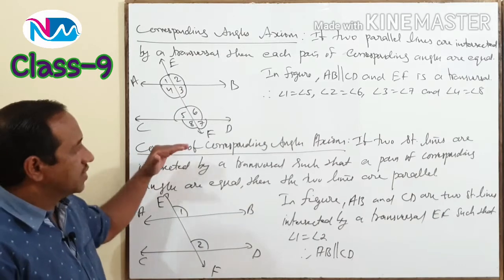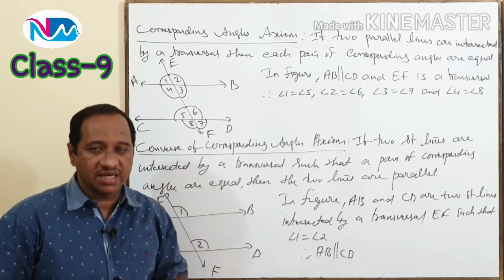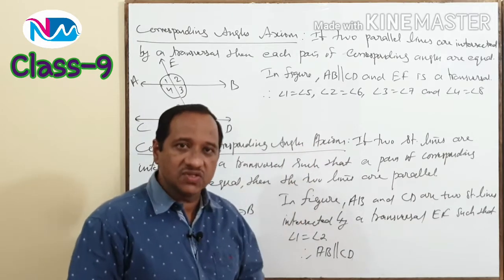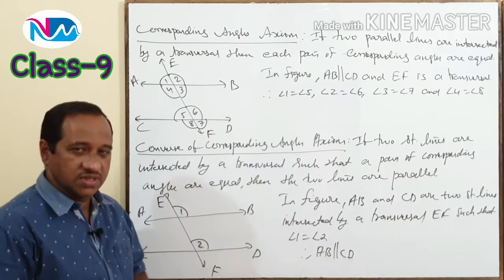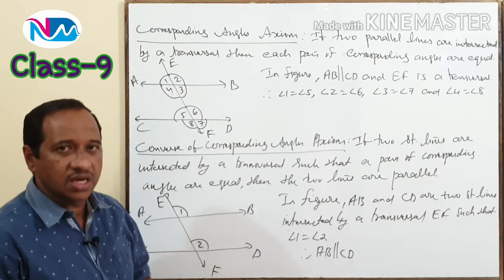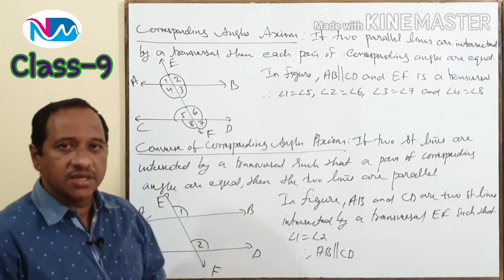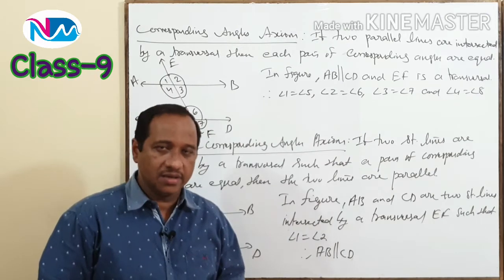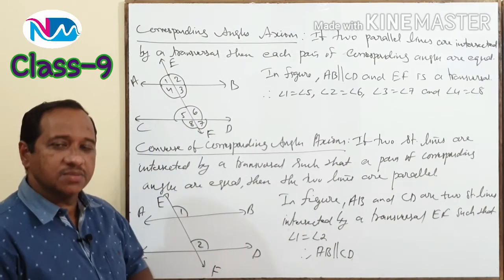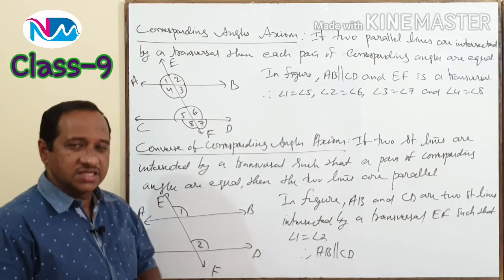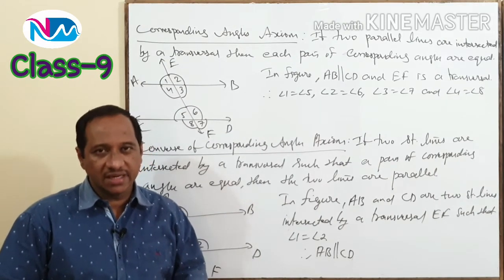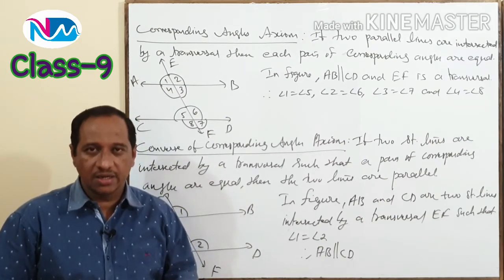Now, what is the converse of the corresponding angles axiom? It states that if two straight lines are intersected by a transversal such that a pair of corresponding angles are equal, then the two lines are parallel. I repeat, if two straight lines are intersected by a transversal such that a pair of corresponding angles are equal, then the lines are parallel.